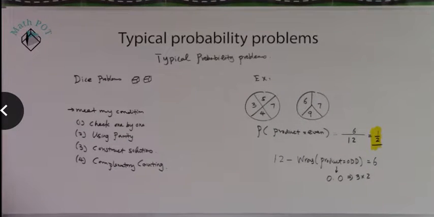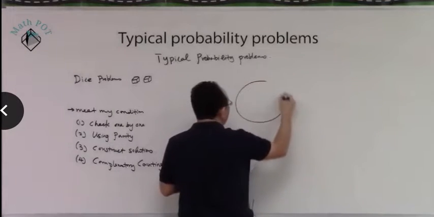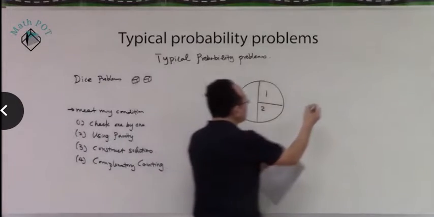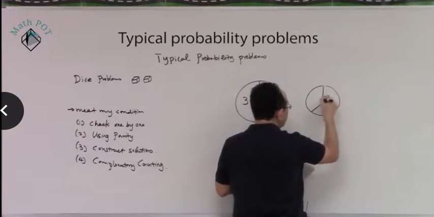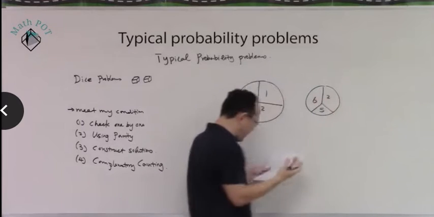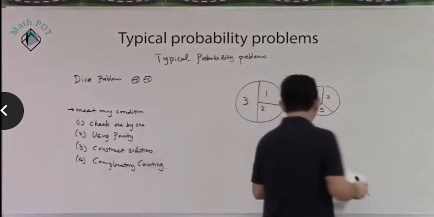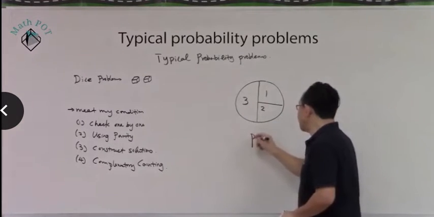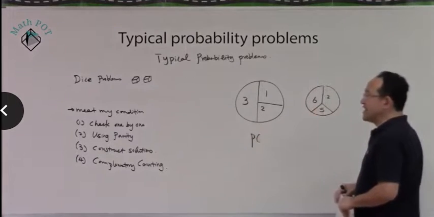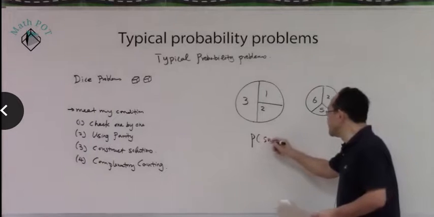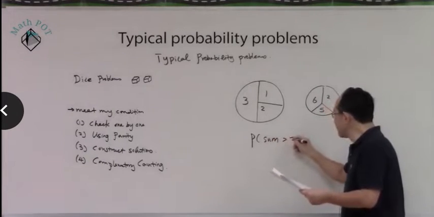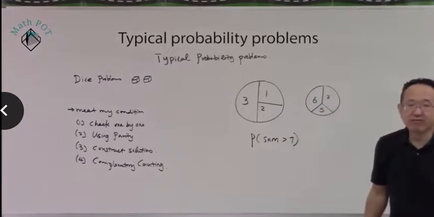Make sure you fully understand how we figured out this answer. We have one wheel, and next, we have another wheel with 3 numbers, which are 2, 5, and 6. Let's try to figure out the probability. We select a number at random. What is the probability that the sum is greater than 7? Let's see how to solve this problem.